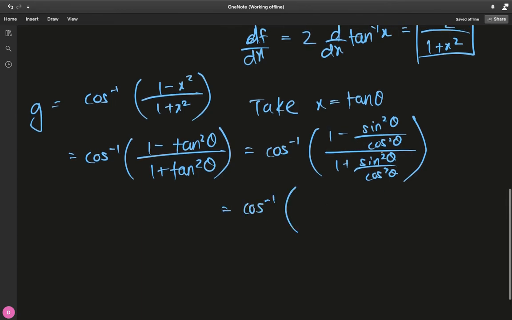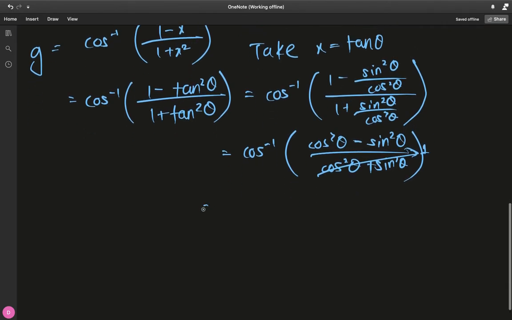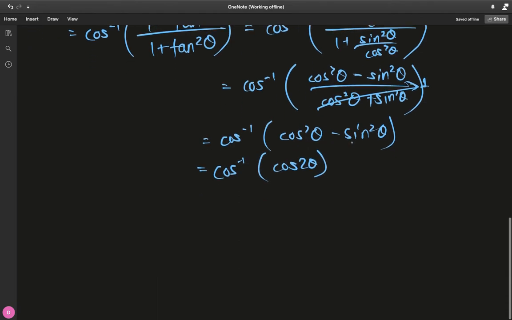Taking the common denominator and cancelling out the cosine squared that are common, we get cosine squared theta minus sine squared theta over cosine squared theta plus sine squared theta. Great fact, the denominator cosine squared theta plus sine squared theta goes to 1. So we just have cosine inverse of cosine squared theta minus sine squared theta, which, if you know your double angles, is cosine of 2 theta, the double angle formula for the cosine. This just turns out to be 2 theta, and theta is inverse tangent of x, that is g.